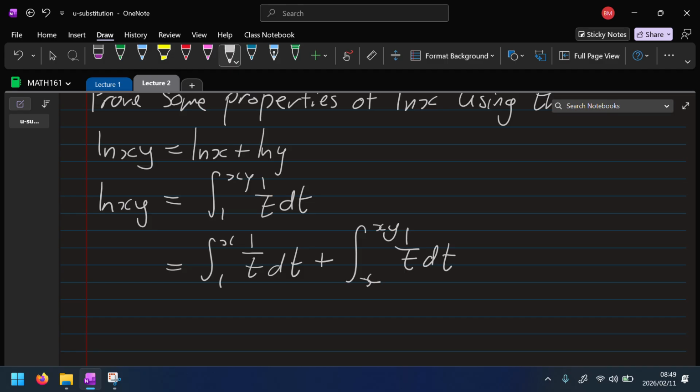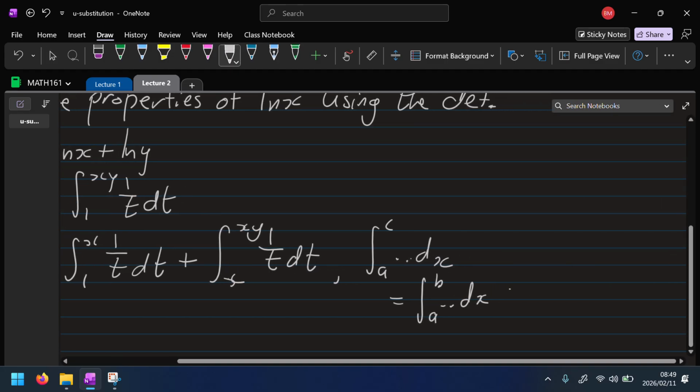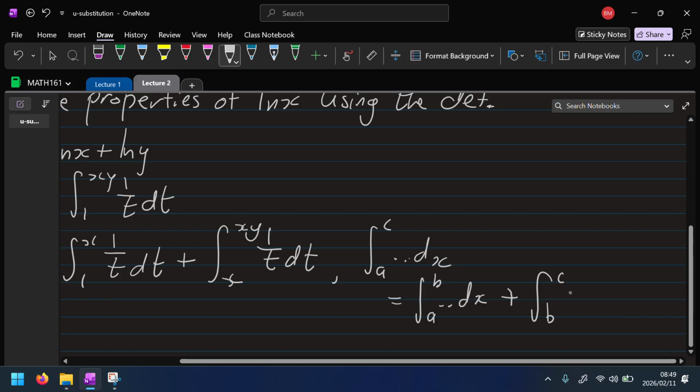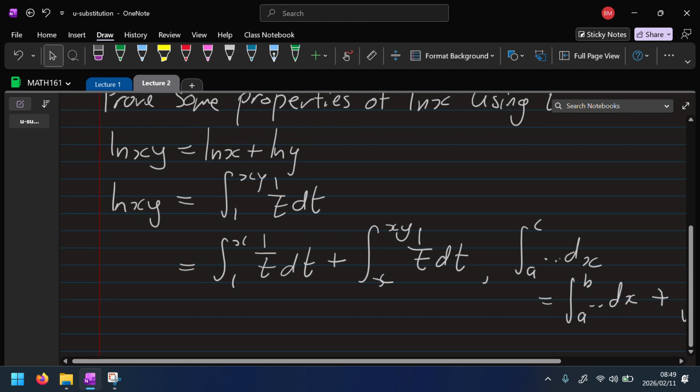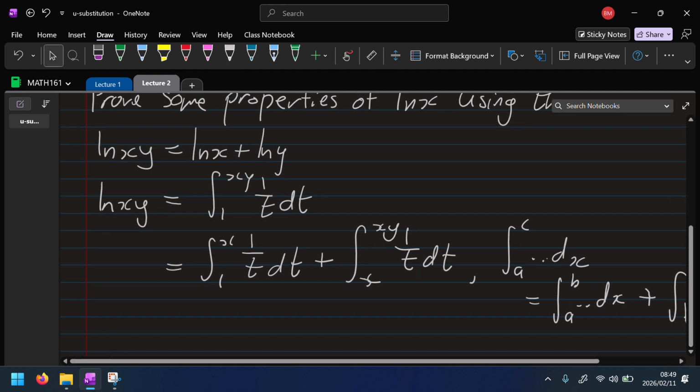Okay. Does everyone see how we split that up? Just on the side here, we have the integral from a to c of something dx is equal to the integral from a to b of something dx plus the integral from b to c of something dx. We used that property there. Okay, good. Now that first one is done, right?